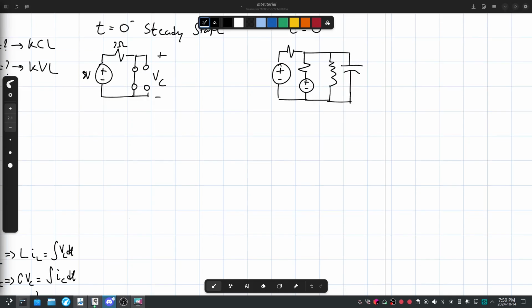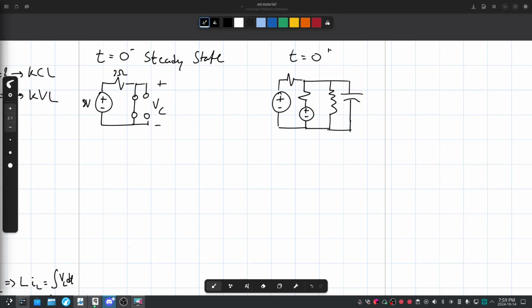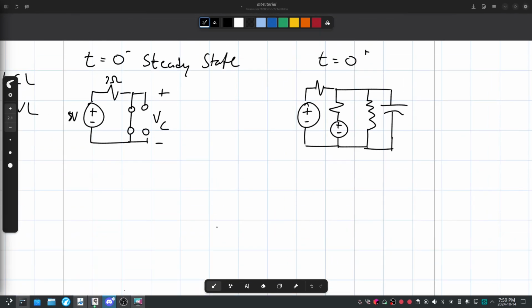Okay. So now we need to find our steady states, or our initial conditions. So if we look at t equal to 0, this was really simple. What's the voltage across this? It's going to be 0 volts. So VC at 0 minus is equal to 0 volts.